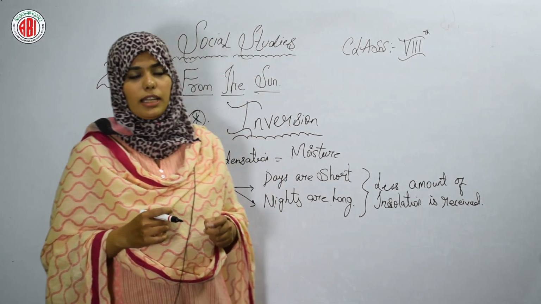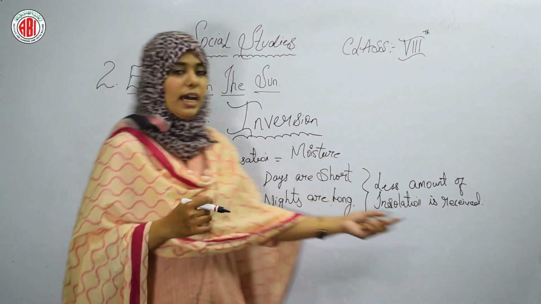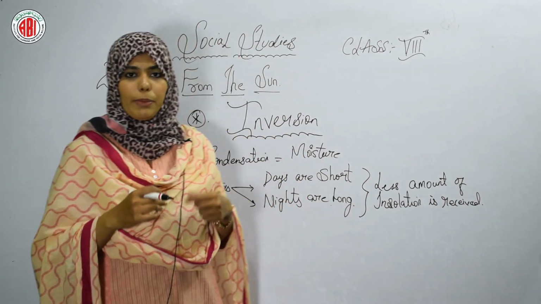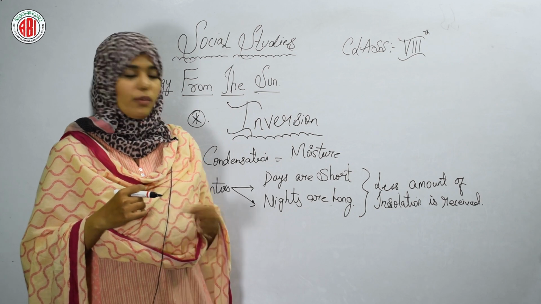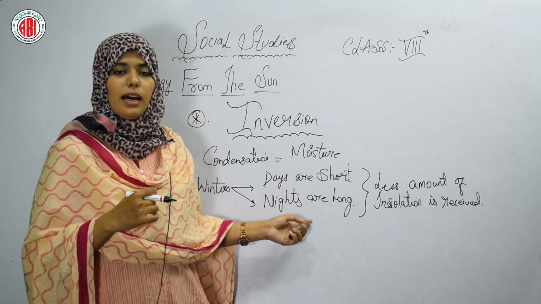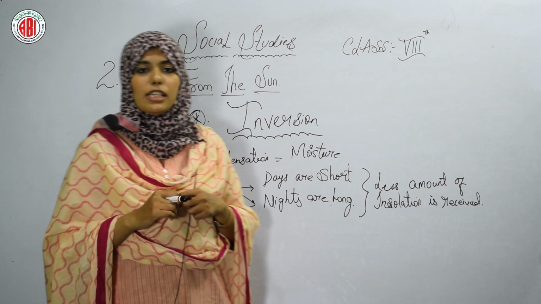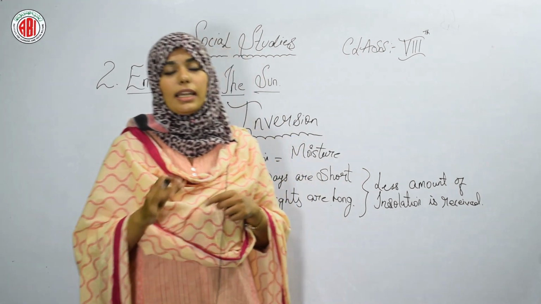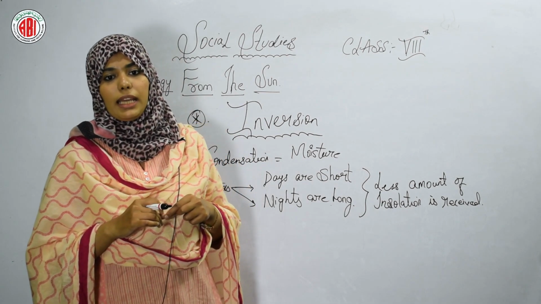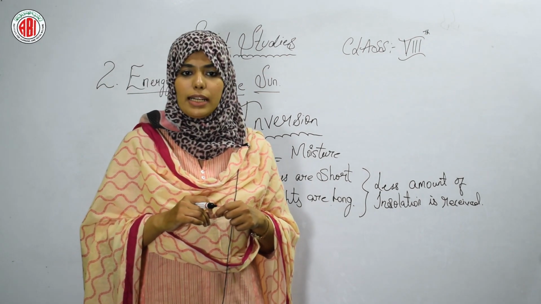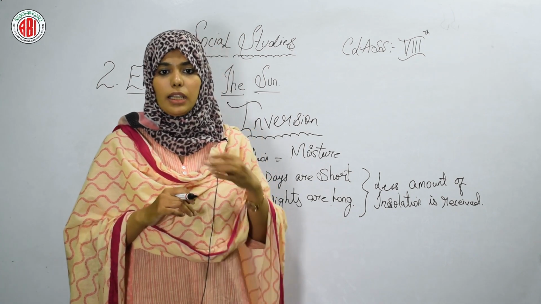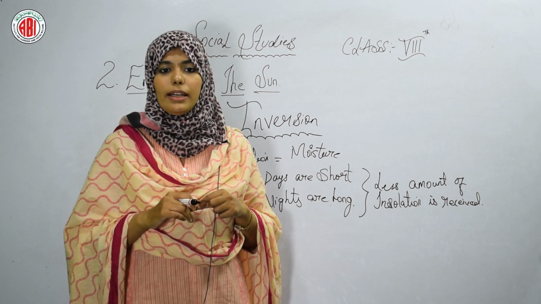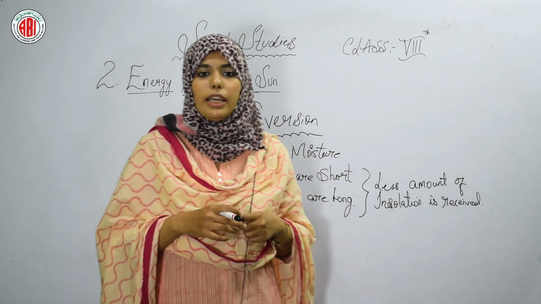I hope it is clear. For this inversion explanation, I am recalling that less insolation is received by the earth. Why? Because the days are short and nights are long in winters. That is why the earth is receiving less insolation. And in the night, what is happening? There is excessive radiation due to the longer nights. So this complete process is called inversion.